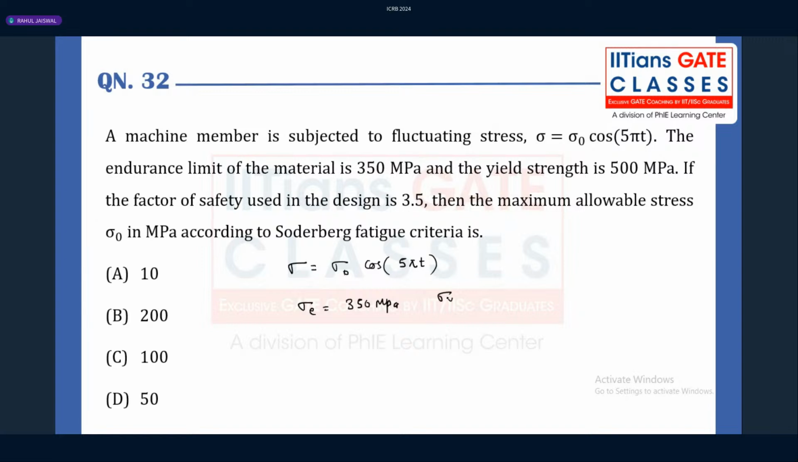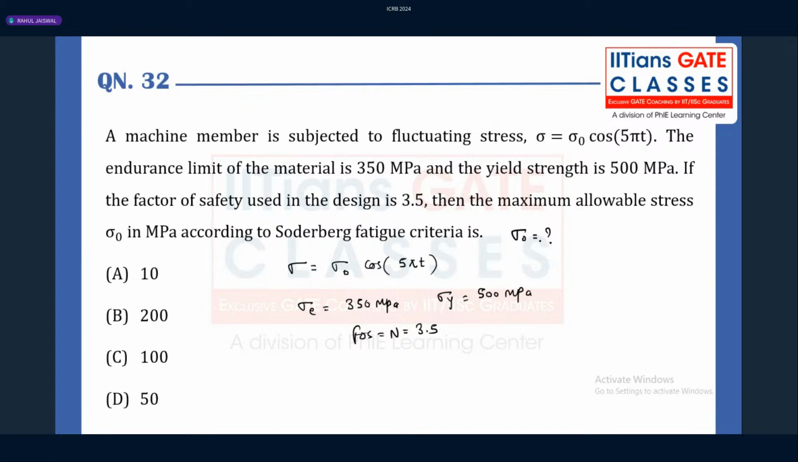Then yield strength for this material is basically 500 megapascal. Factor of safety we are calling N, 3.5. The maximum allowable stress sigma naught. What should be the maximum allowable stress sigma naught according to Soderberg criteria? According to Soderberg criteria, guys.